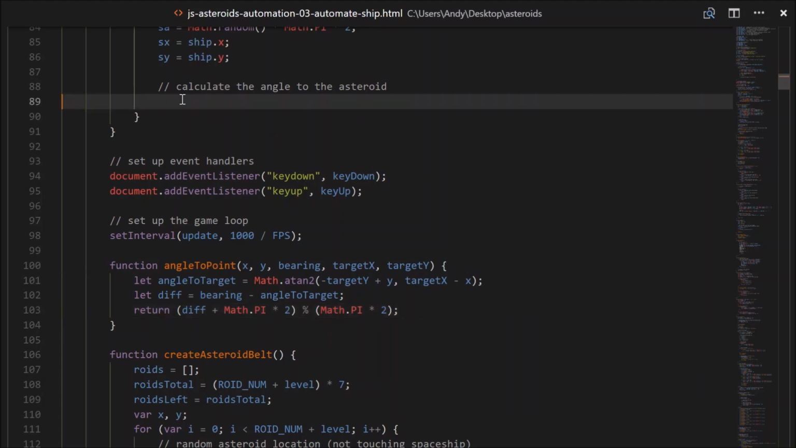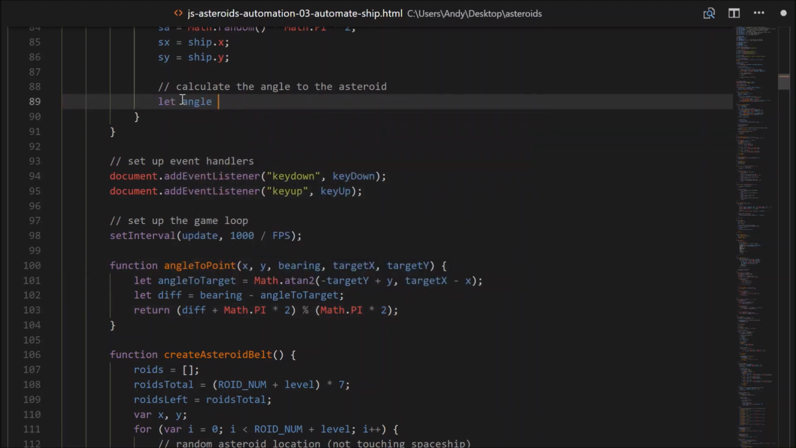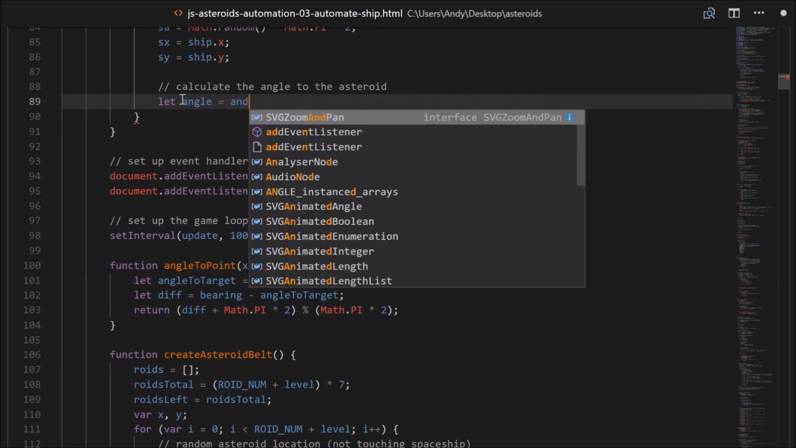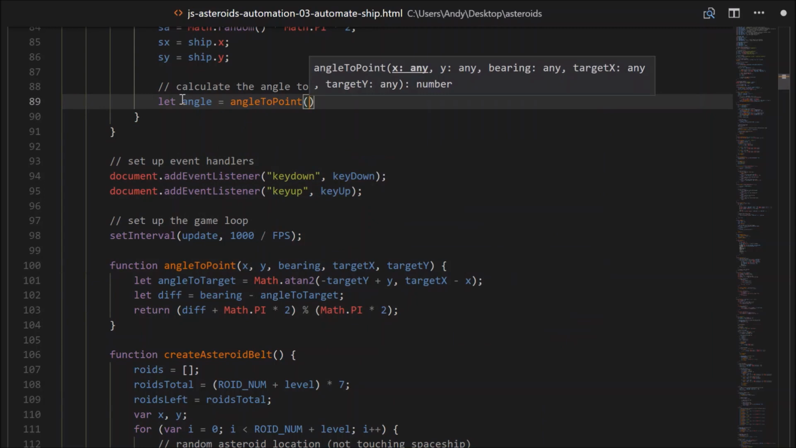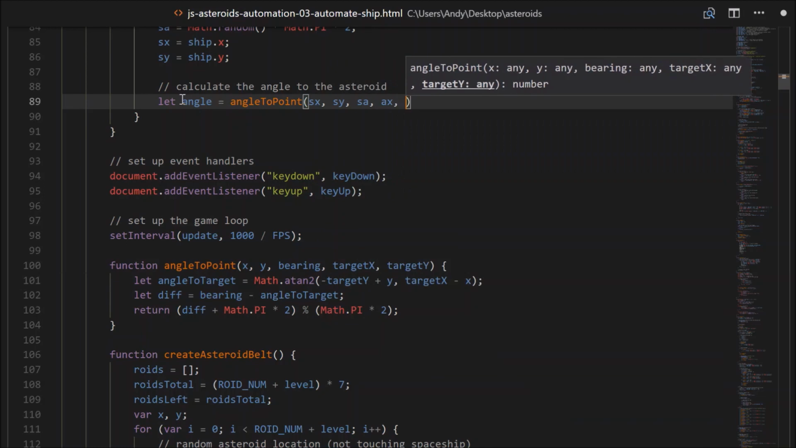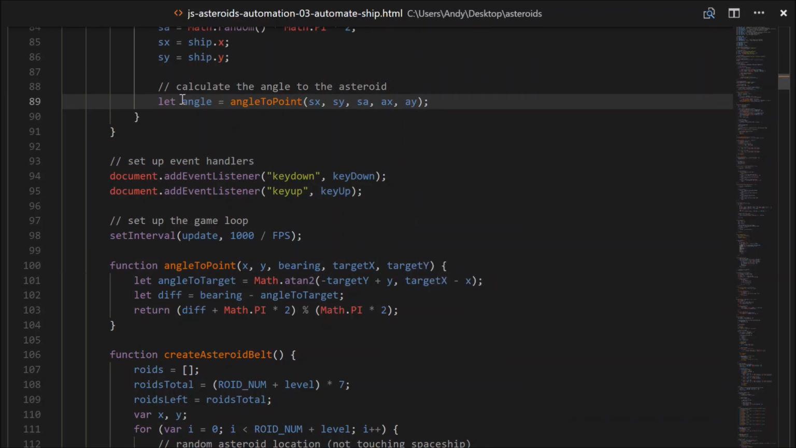So back up here, we can just go let angle equal, call that function, angleToPoint. We have to pass the correct parameters. So the x, y is our ship location, ship x, ship y. The bearing is the ship's angle. The target x is the asteroid x, and the target y is the asteroid y. So that'll give us our absolute angle as such.